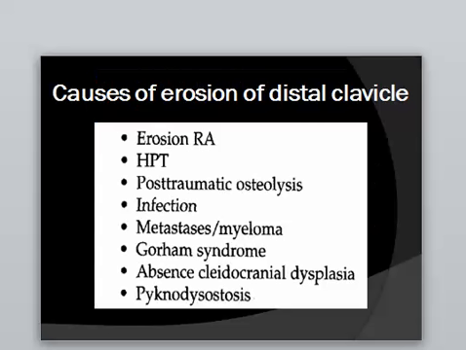What are the causes of erosion of the distal clavicle? Rheumatoid and hyperparathyroidism are the two main. Of course, metastasis, but please consider also Gorham, because Gorham starts in one bone and then extends to other surrounding bones. It is an angiomatosis.